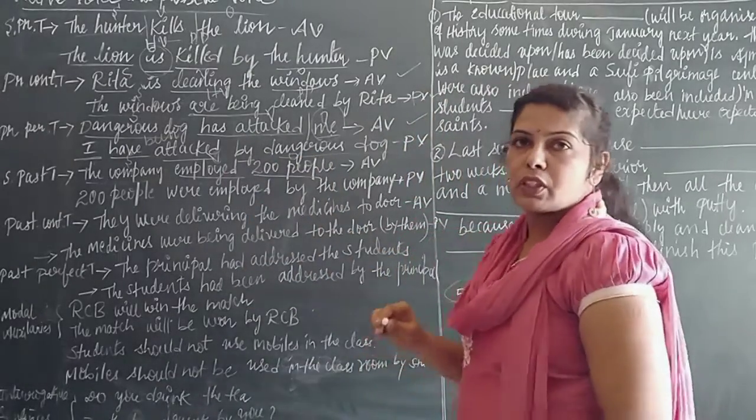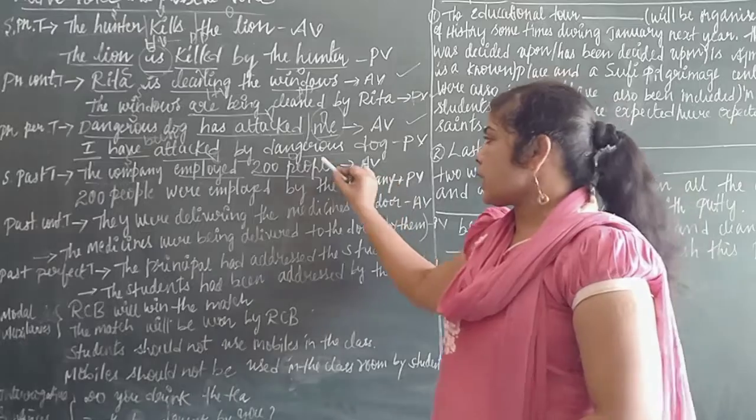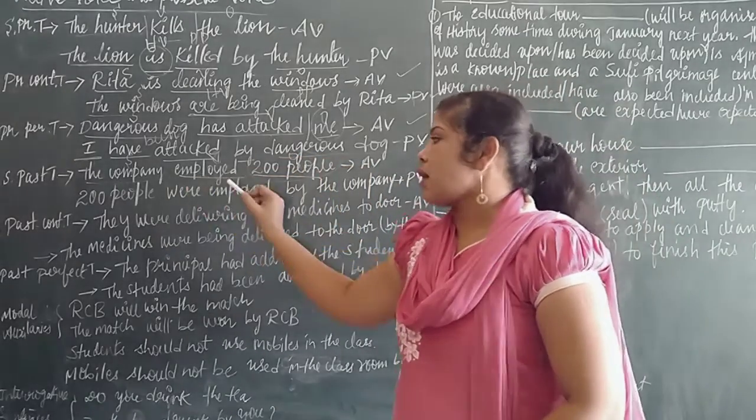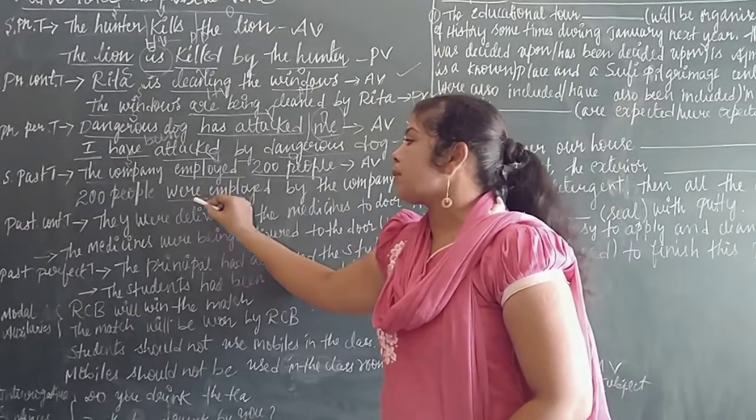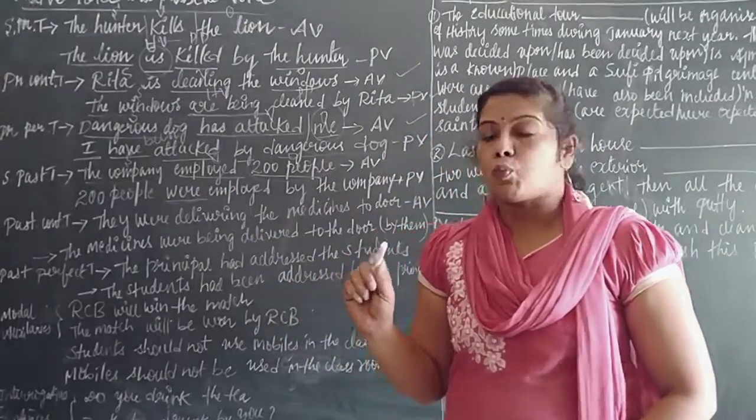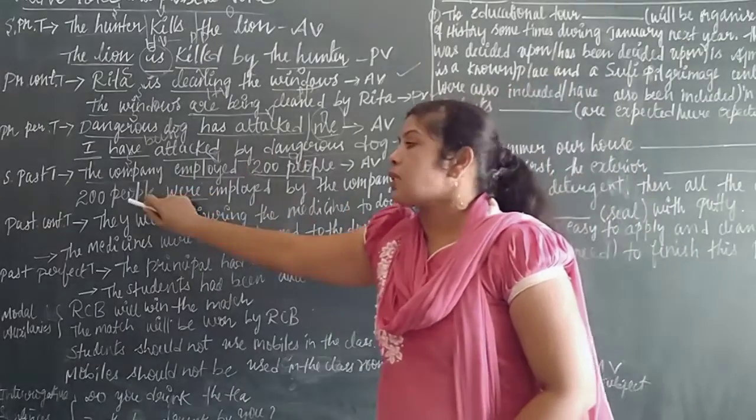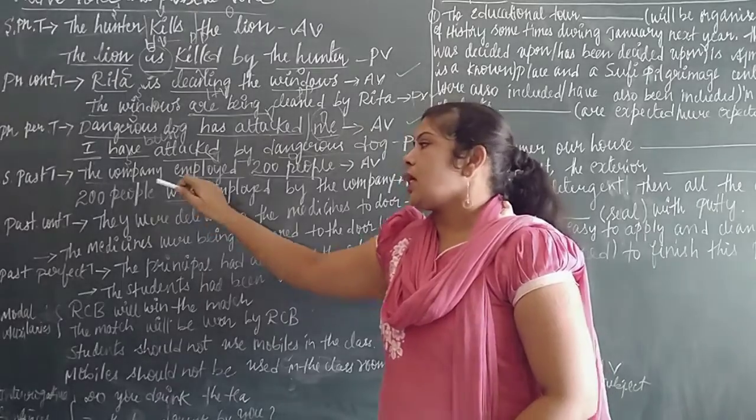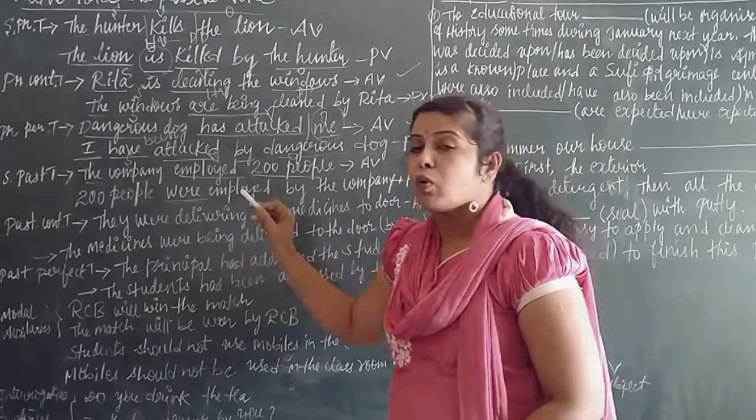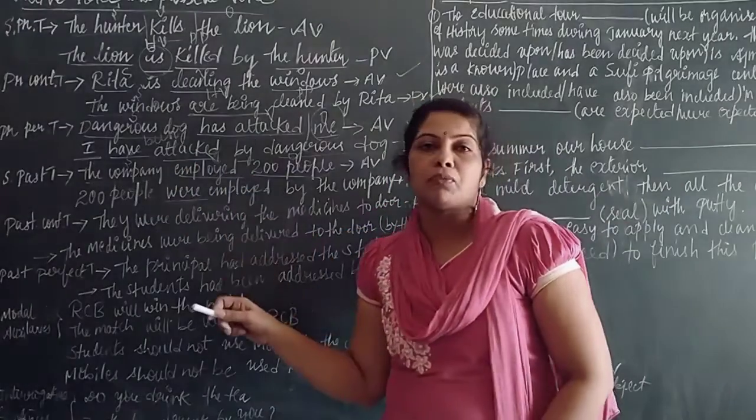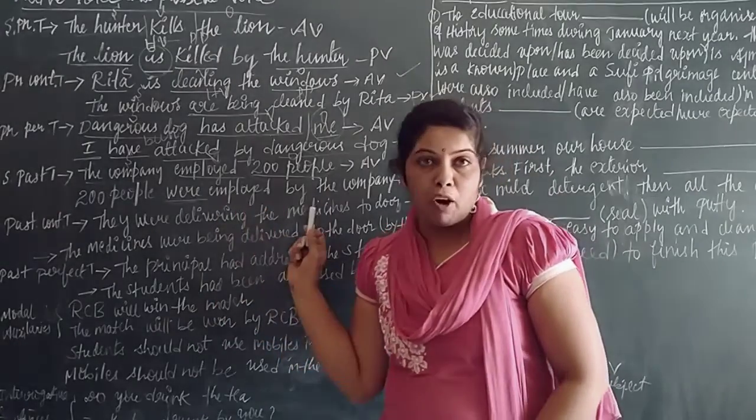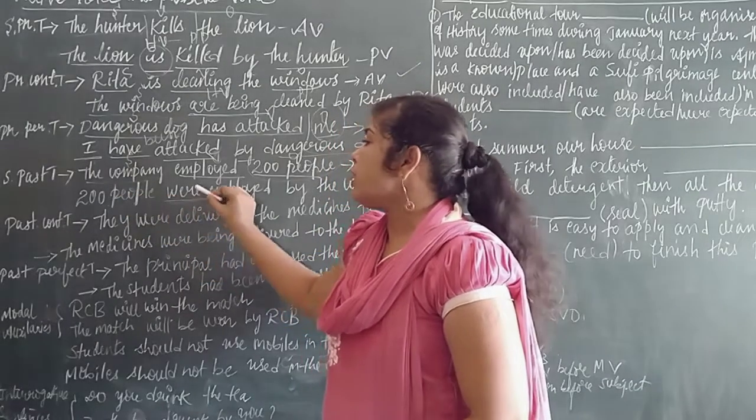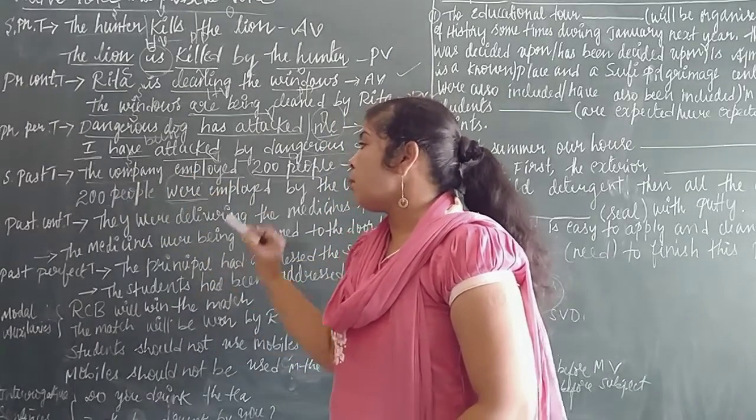If you want to convert this into passive voice, first we take an object, 200 people. Since it is in past tense, we have to use the helping verbs either was or were, depending on if the subject is singular or plural. If it is singular, we use was. If it is plural, we use were. We know that was is the singular form of the verb and were is the plural form of the verb. Since 200 people is plural, we use the helping verb were.